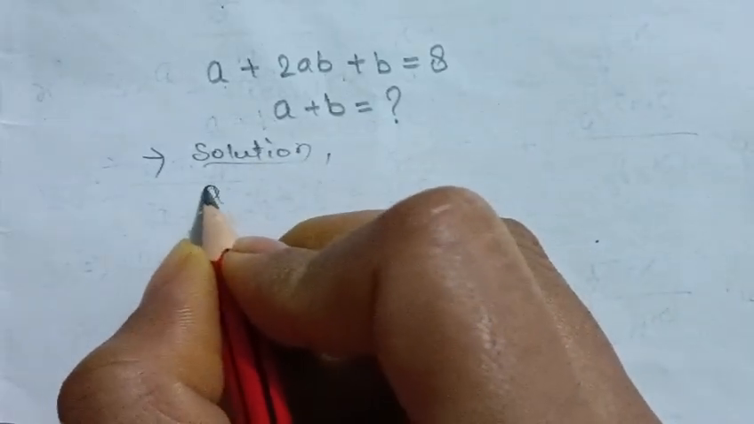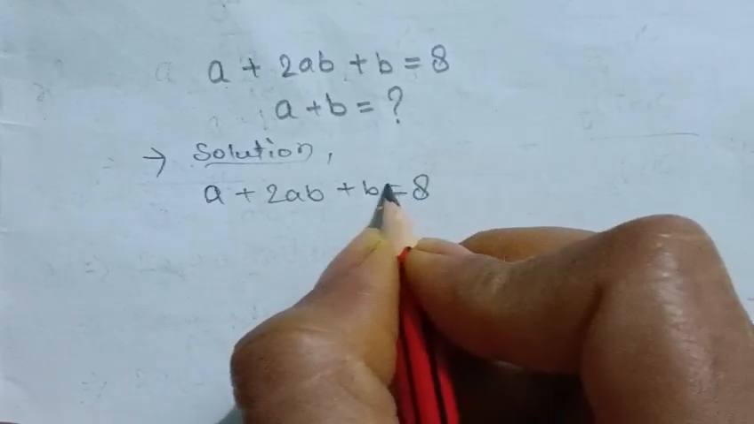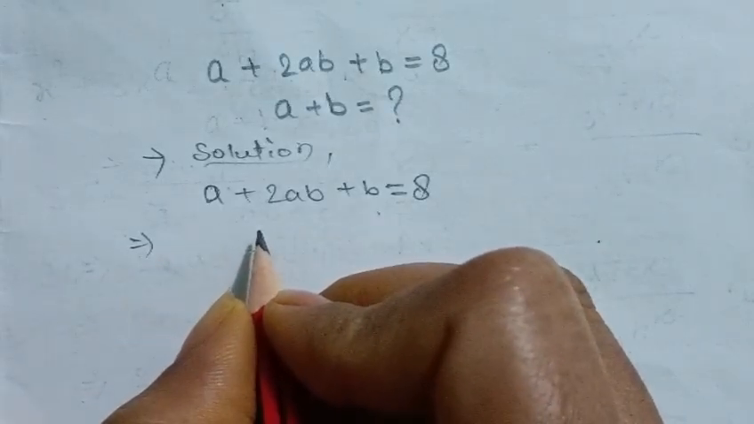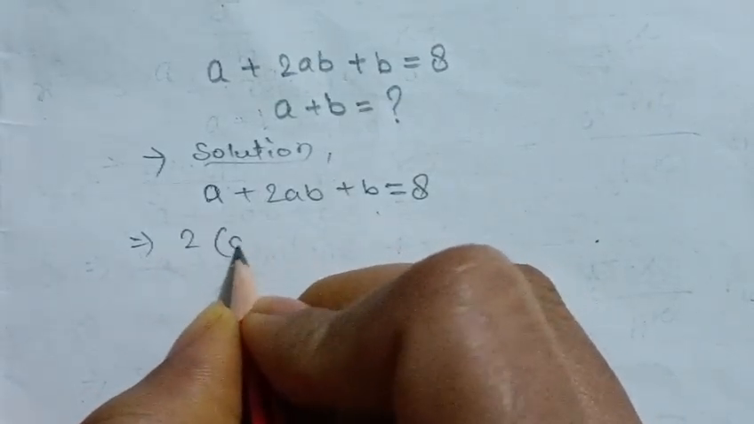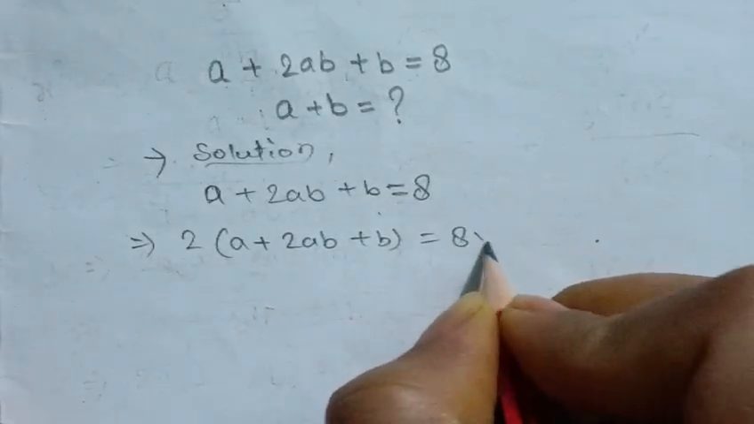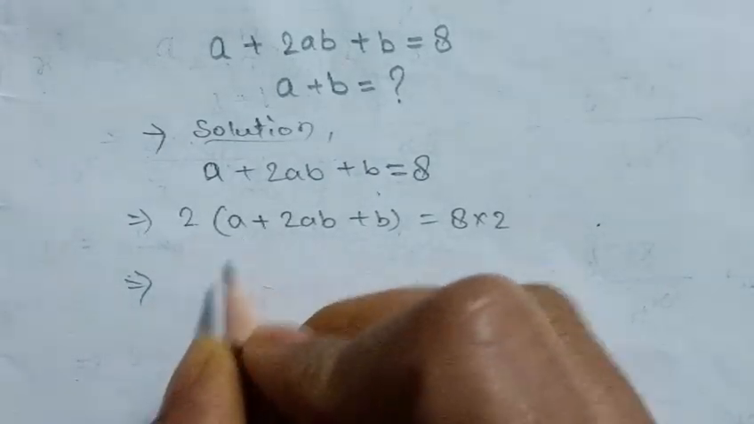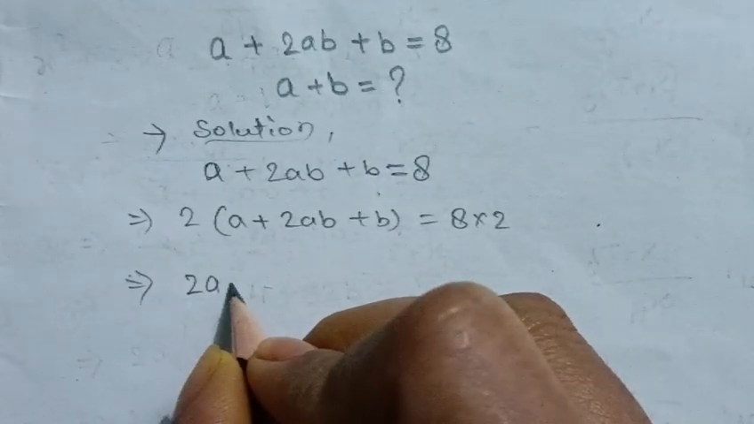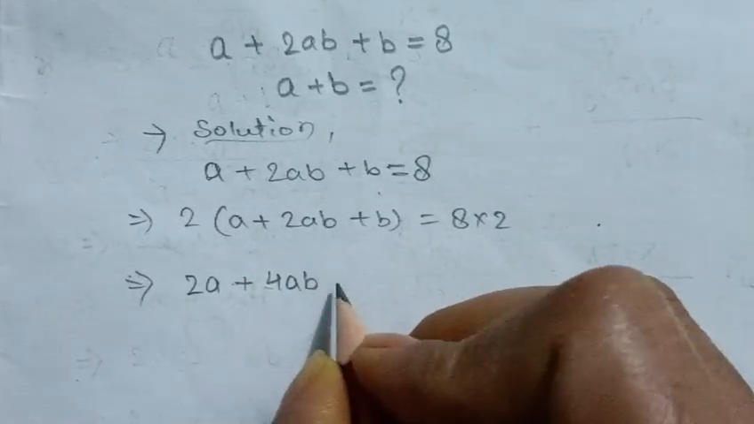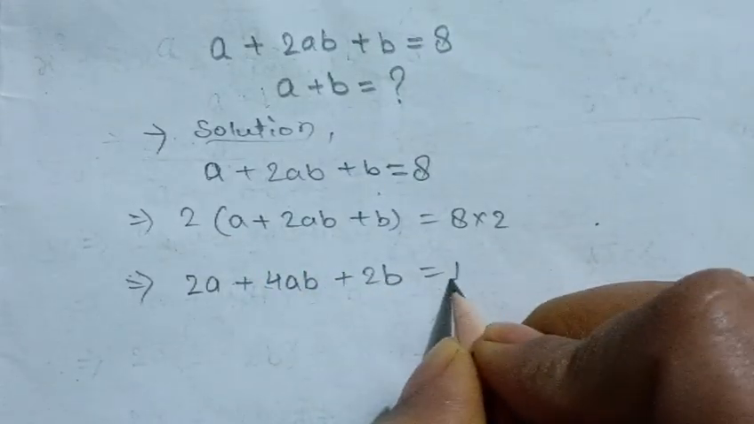Again, write the question. a plus 2ab plus b is equal to 8. Multiply both sides by 2. So 2 in bracket (a plus 2ab plus b) is equal to 8 into 2. That gives 2a plus 4ab plus 2b is equal to 16.